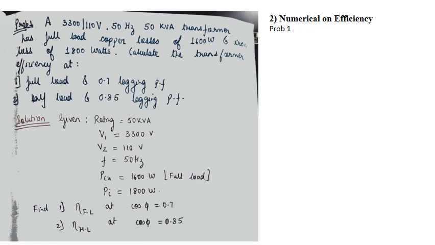And in the second part, we need to calculate the efficiency at half load. As soon as I say half load, it means the value of n, that is the loading factor, is 0.5, and the cos phi here is 0.85. Lagging again means it is an RL load connected. So let us see how to calculate the efficiency at full load and half load.